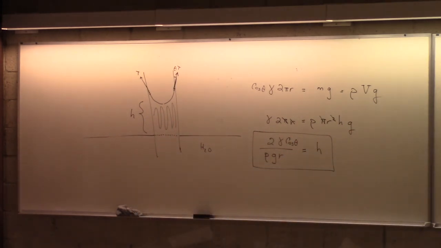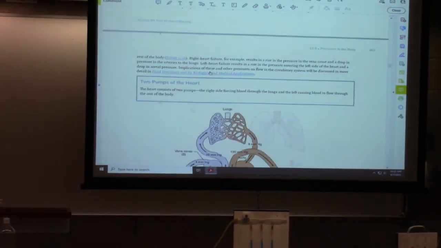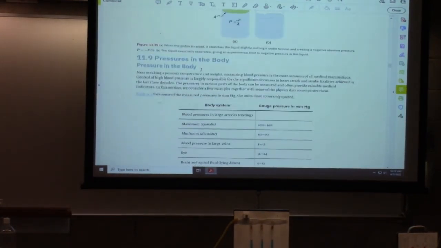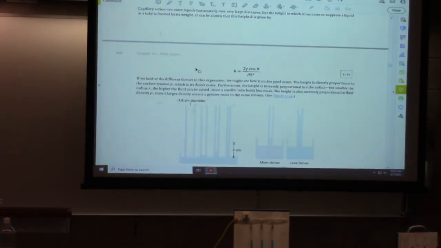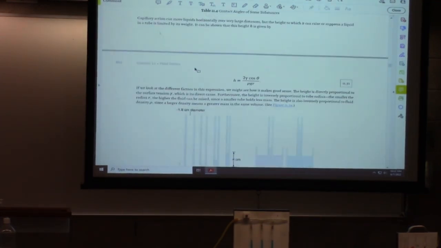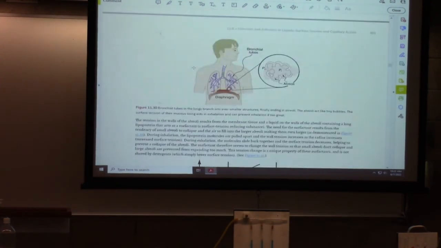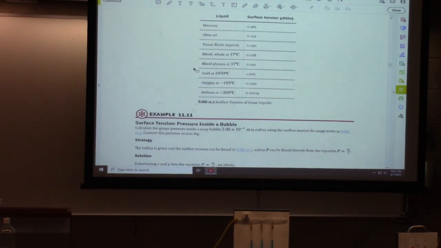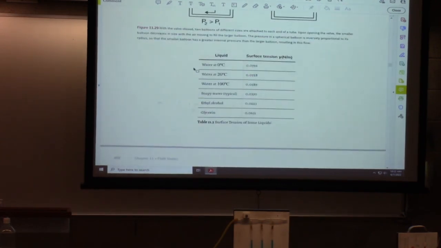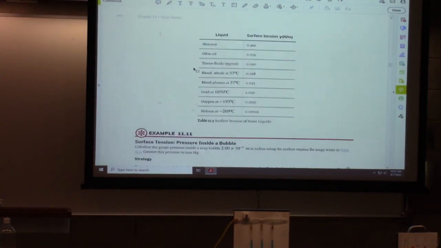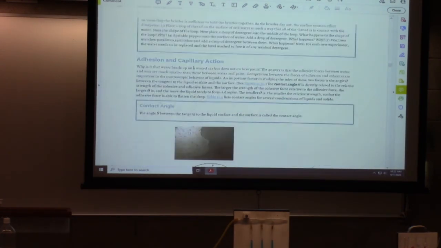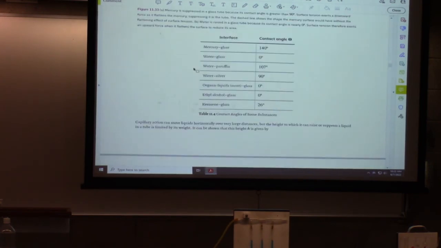And in fact, your author gives you a little chart here, or somewhere, that shows you the different liquids. Oh, so there's the equation we just got. But somewhere in here, well, I don't see it, but somewhere in here. Oh, there it is. I went right by it. And so this is the angle.